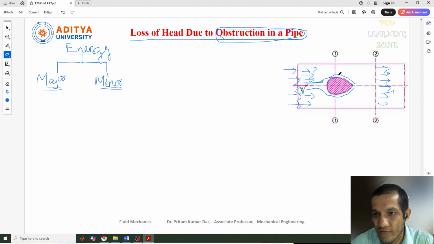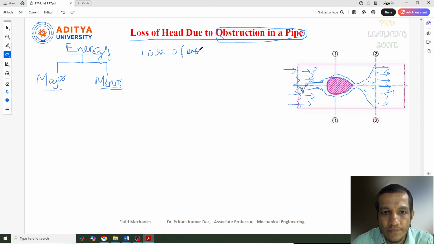After it has moved completely, it comes to a position, and then again it is going to expand its path. So the fluid may enlarge in this way, and all this fluid will move like this. So whenever there is an obstruction in the pipe, the loss of energy, as I told you, will take place due to the reduction in area.